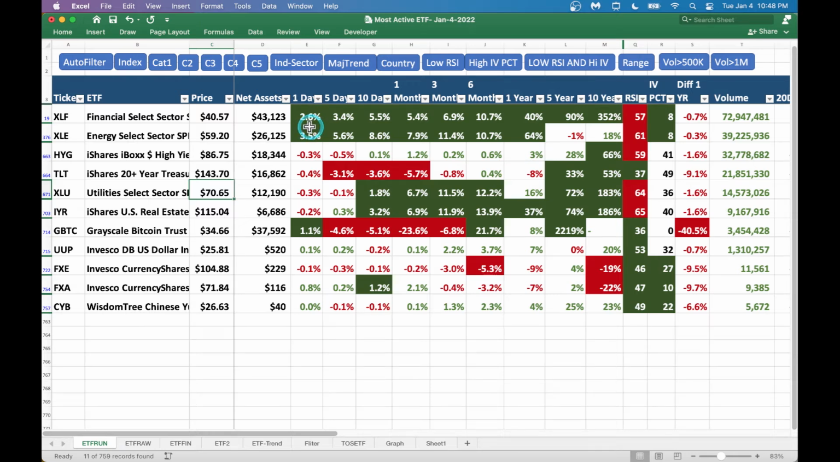All right, so in the category 2, as you can see here, we got financial sector going nicely. Think about JP Morgan and some of these stocks here up nicely. Energy is up, interest rates are down, bonds are down, as you can see here. Bitcoin is slightly higher. I think it's a good time to still buy some Bitcoin given the RSI is very low right now, just 36.